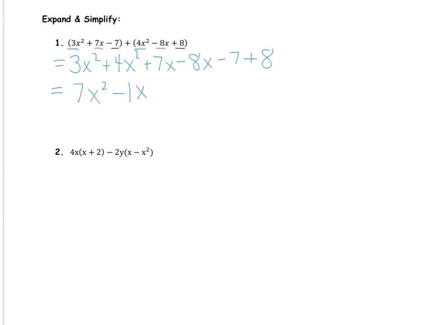And then we look at our constant terms. We have negative 7 plus 8, and that, of course, ends up as positive 1. Okay, so like I said, in the back of the book, you would not see that 1 there. You would just see it like that. Okay, and that is your final answer.